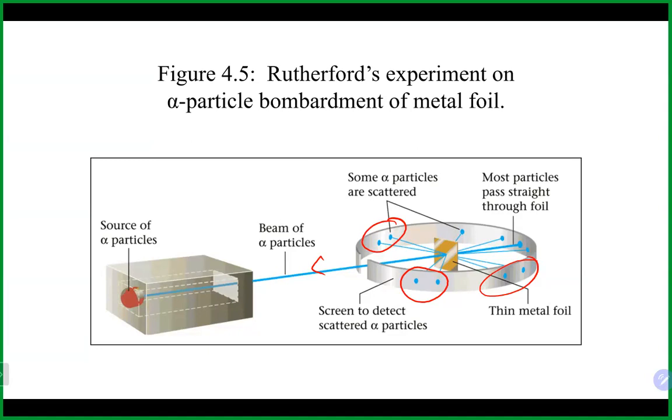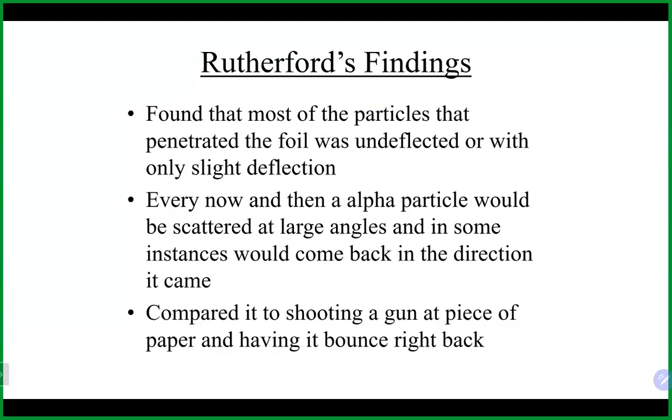So clearly he had to rethink the model of the atom based on his results. Based on his results, he found again that most of them sailed through with no problem, which means they pretty much hit nothing, right? Take my pen example: my paper's out of the way and I just throw my pen. It's going to sail through no problem because it's not going to hit anything. There's nothing in its way. And that's basically why they saw most of the alpha particles sail through with really no problem.